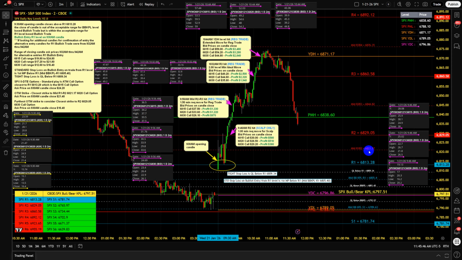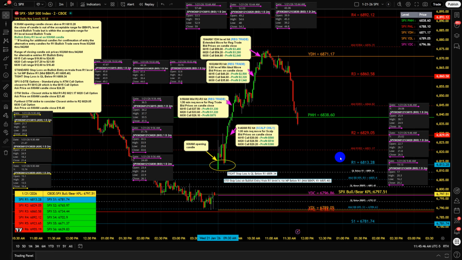You look at the level here, 68.2117. The closest strike to that is 68.20. So your next option is going to be the 68.20 call option. And the ask price on the 9:30 a.m. candle close is 21.40.